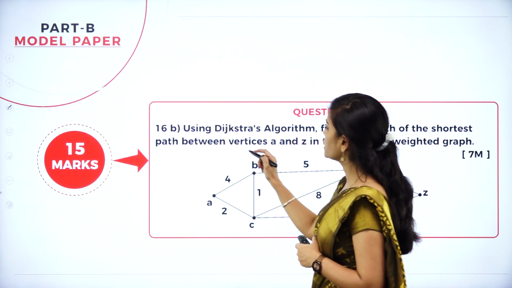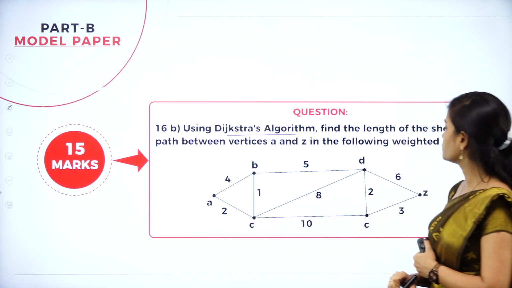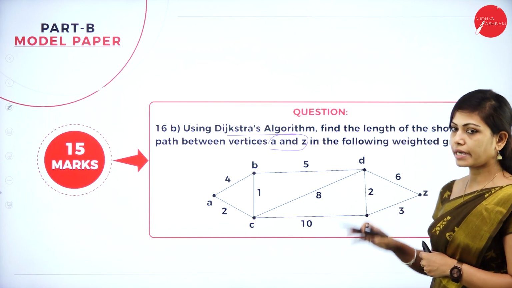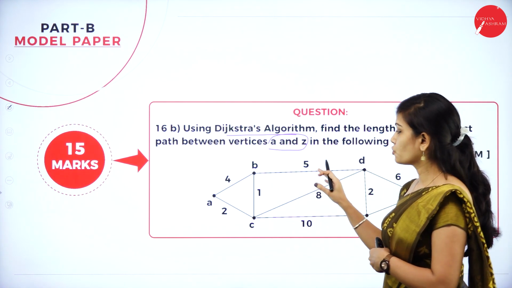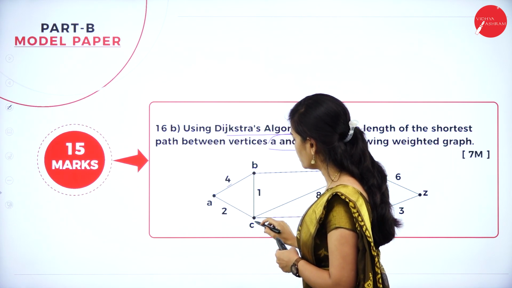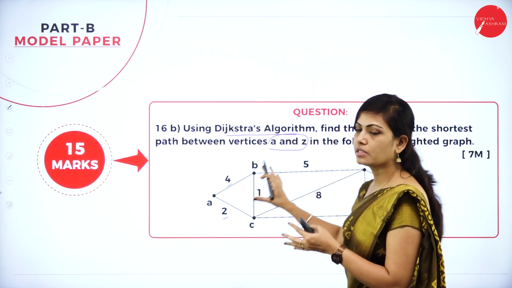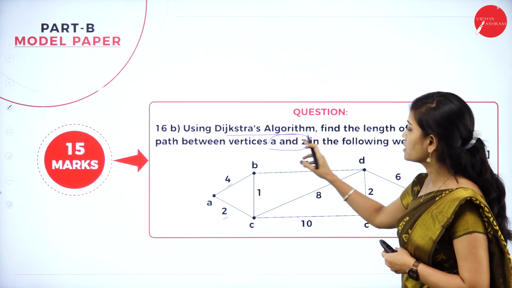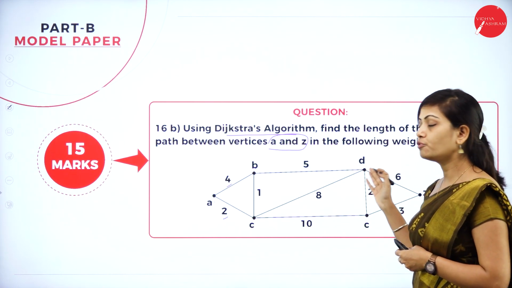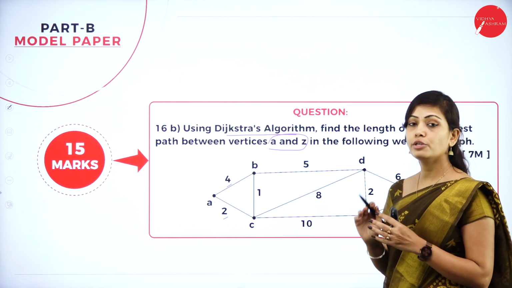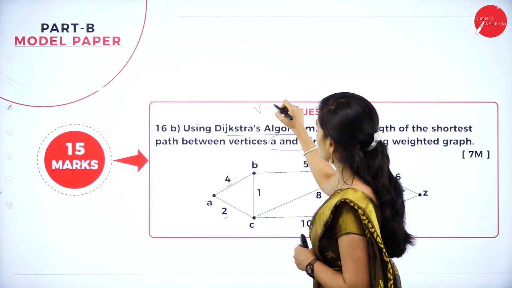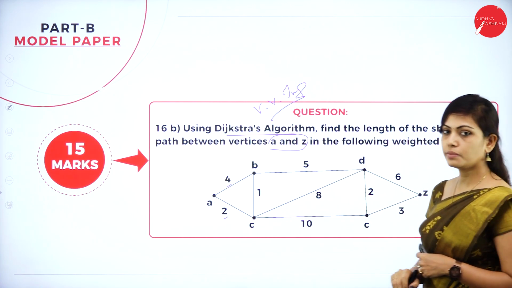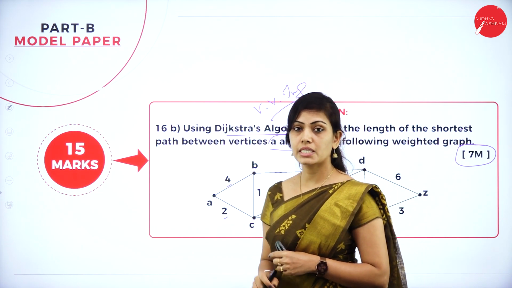And the next one is using Dijkstra's algorithm, find the length of the shortest path between vertices A to Z in the following weighted graph. So here they have given the weighted graph. A to B is 4, A to C is 2, and so on. By using this graph, we have to find the shortest path between the vertices A to Z. So how to find this shortest path? By using Dijkstra's algorithm. Very important question. Definitely there will be a problem on this, a 7 marks question. Easily you can score on this topic, that is Dijkstra's algorithm.